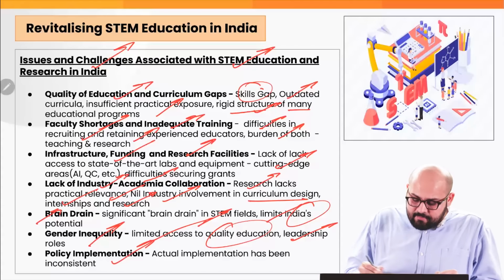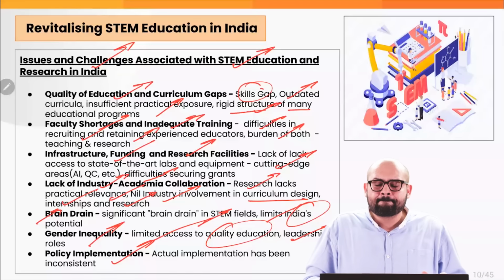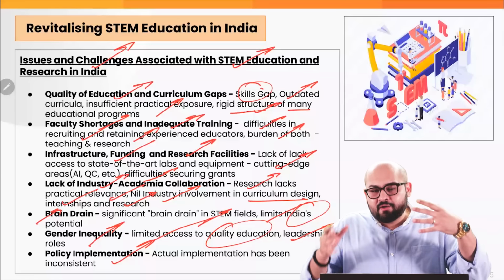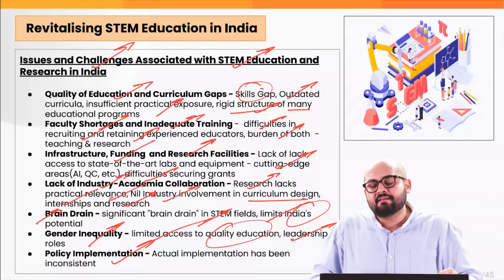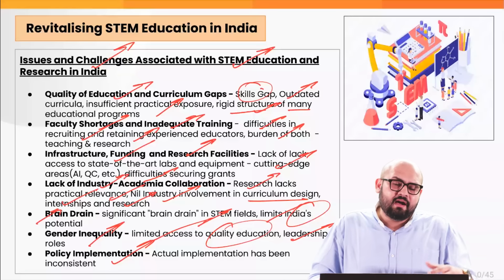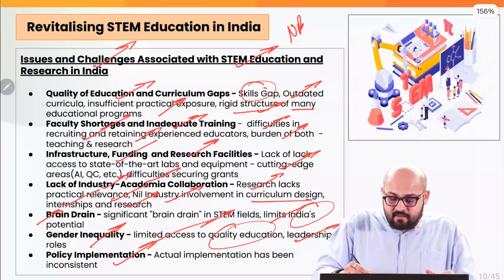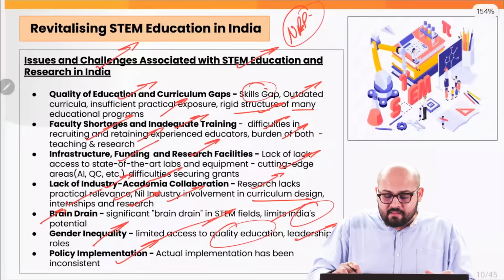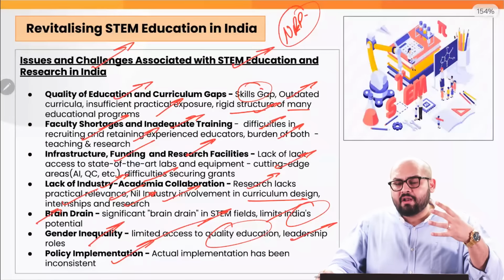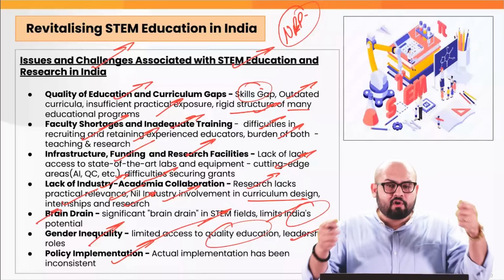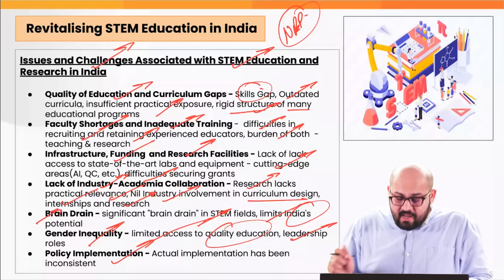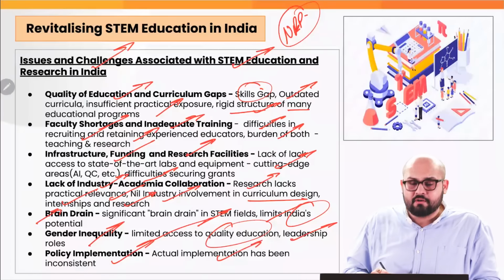Next is policy implementation, a very important aspect. Indians are very good at making different policies, but when it comes to implementation, we definitely suffer, right? We had the new education policy, still the overall aspects of the new education policy have not been infused into the overall education curriculum, right? So there are issues with respect to implementation also.